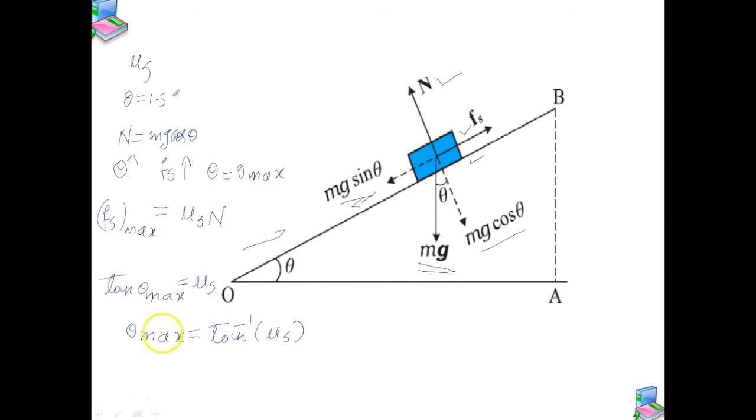And I have given the value of theta max, that is 15 degrees. So mu s is given by what? Tan of 15 degrees, isn't it? So that is given by 0.27. So the coefficient of static friction is 0.27, isn't it? The coefficient of static friction is given by 0.27.